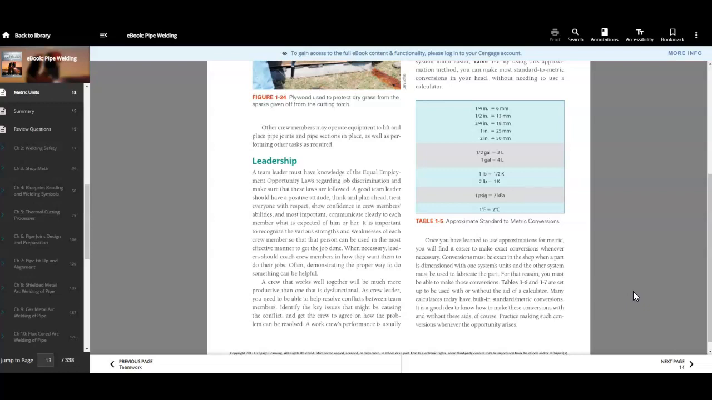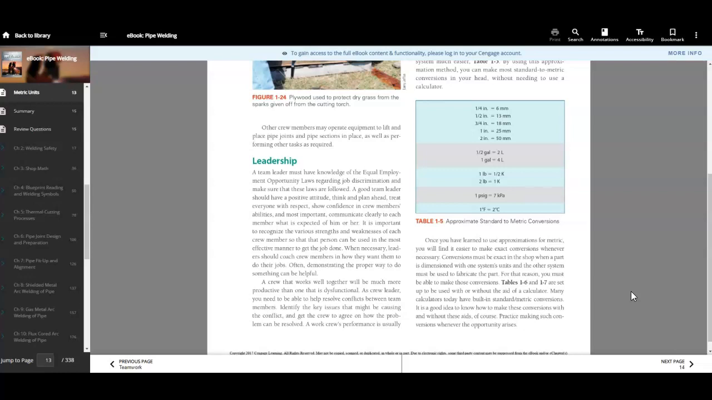Conversions must be exact in the shop when a part is dimensioned with one system's units and other systems must be used to fabricate the part. For that reason, you must be able to make those conversions. Tables 1-6 and 1-7 are set up to be used with or without the aid of a calculator.